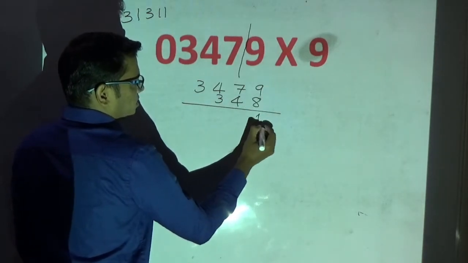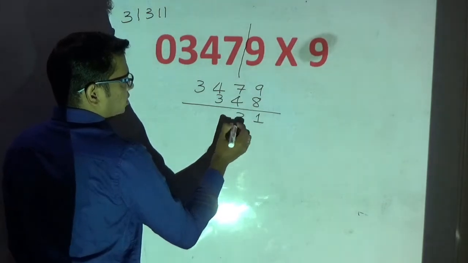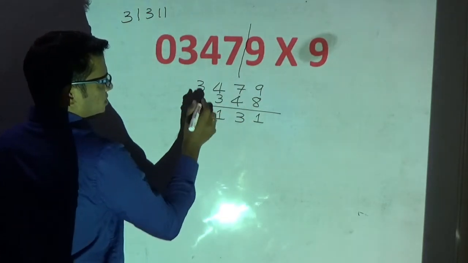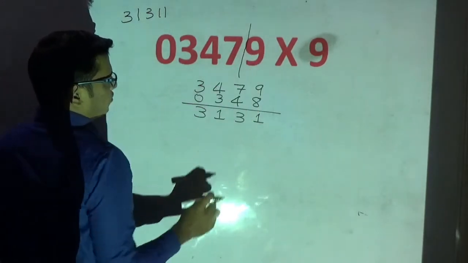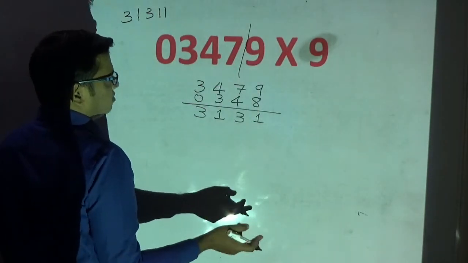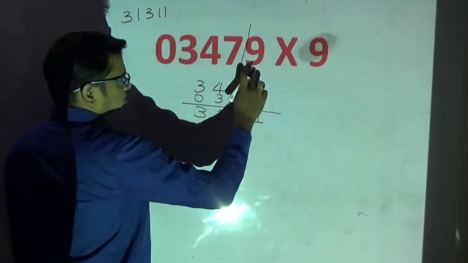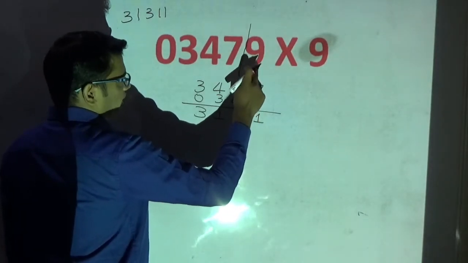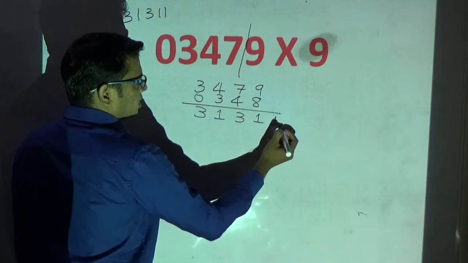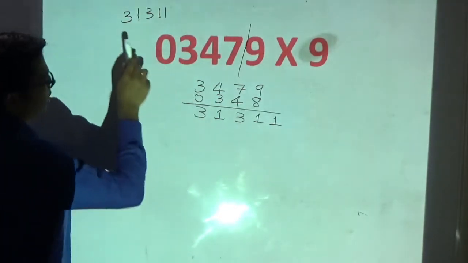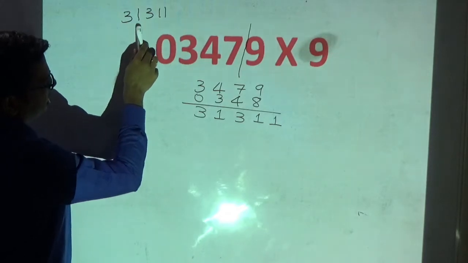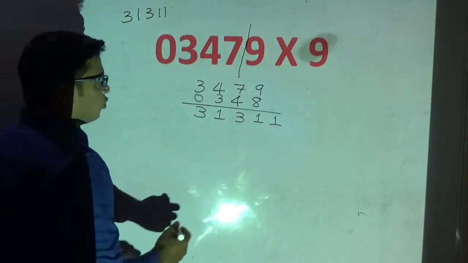9 minus 8 is 1. 7 minus 4 is 3. 4 minus 3 is 1. This is 3, you write as it is because 3 minus 0 is 3. Then here 9 is left out. You apply all by 9 and last by 10. There is only one digit, right? Therefore 10 minus 9 is 1. See, the answer for this example is 31311. In my earlier method also I got the same answer, 31311. I will explain a few more examples.